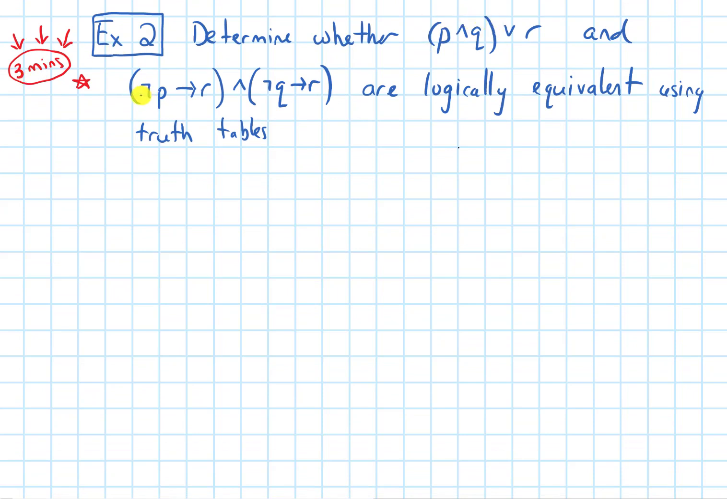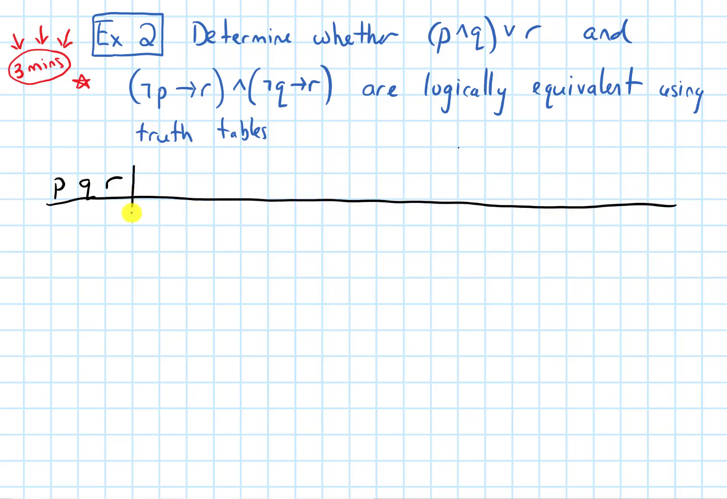So I'm going to start this off by building a truth table. And there's 3 simple propositions I'm going to need, which are P, Q, and R. Okay, so I'm going to put a double vertical line to separate those. And now, to test if two propositions are logically equivalent, I will need to build both of these propositions in my truth table and make sure that they have the same truth table outputs. Okay, so I'm going to build these up in my truth table.